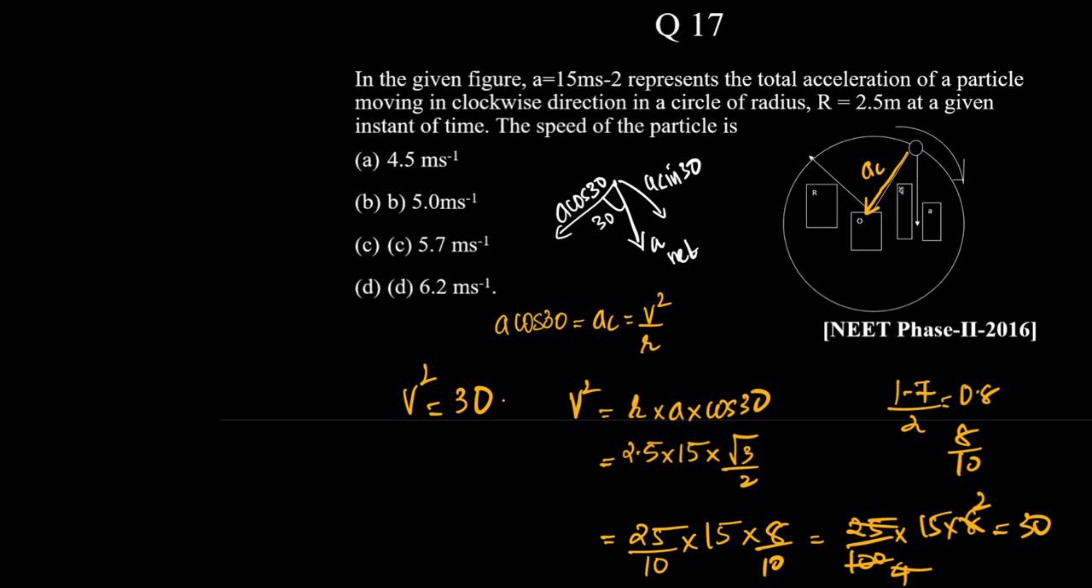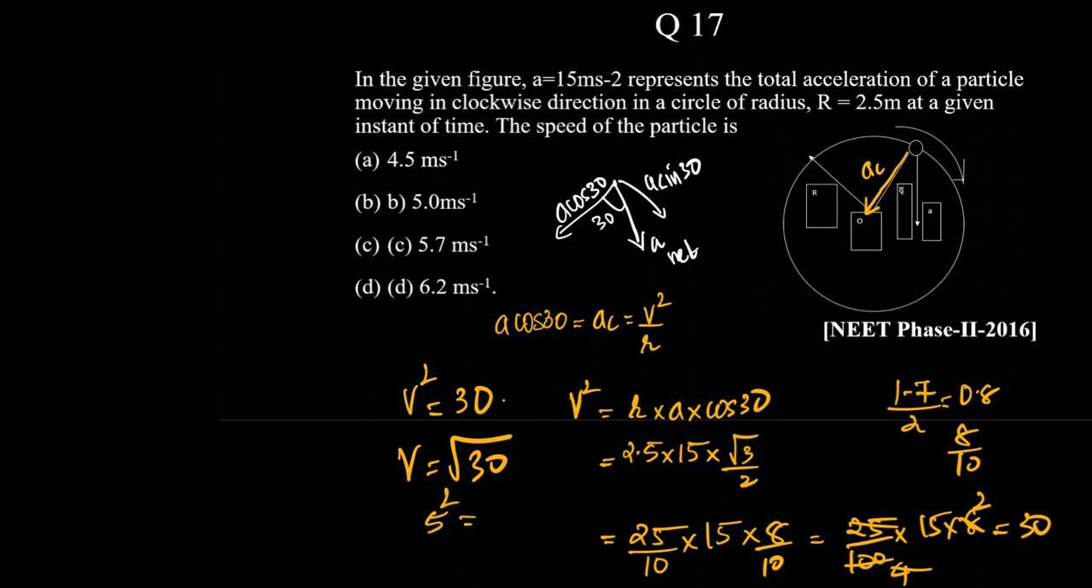This question is a really simple one, so it took me somewhere around 2 minutes to write it down. Of course, in the examination you don't need to write these many steps, but yet this is slightly time consuming. So if v square is 30, v is equal to root of 30.